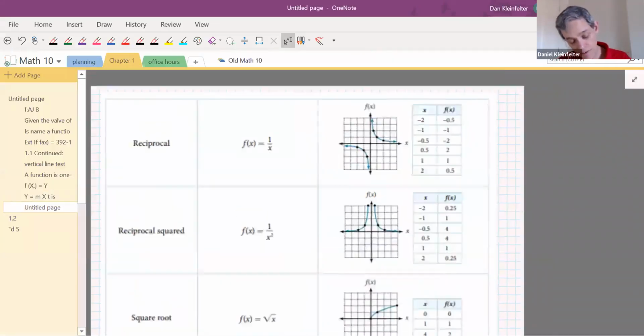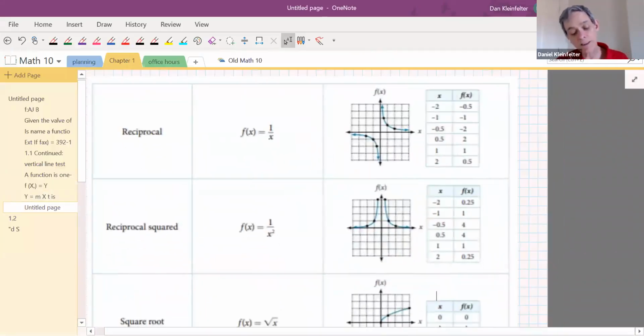Okay, one more page of these. We have a reciprocal function. This is our first function that is undefined someplace. If you try to put in 0, you don't get a value out. 1 divided by 0 is undefined, right? So there's a break in the graph right there where that occurs. The rest of the graph occurs in quadrants 1 and 3.